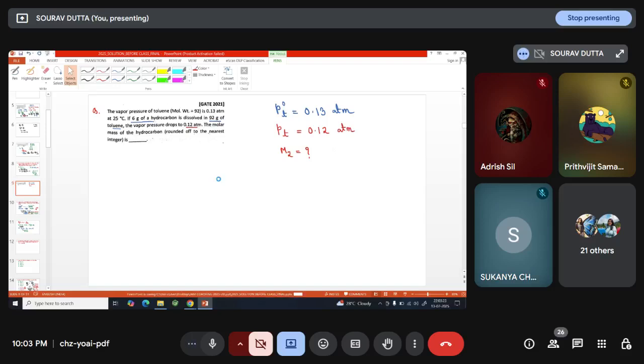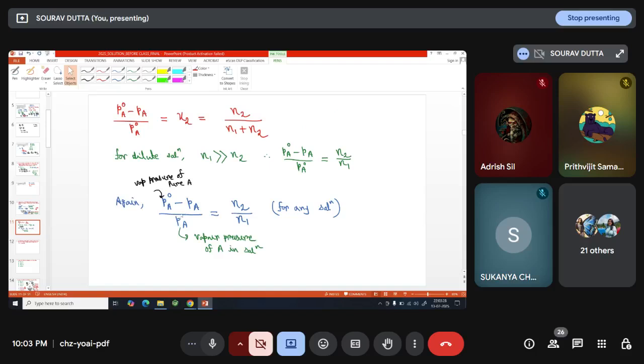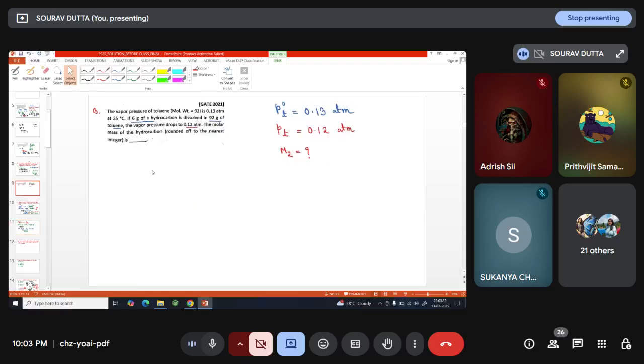So I am just writing, from our previous slide, (PA naught minus PA) divided by PA equals N2 by N1. Just apply this formula directly. (PT naught minus PT) divided by PT equals N2 by N1.